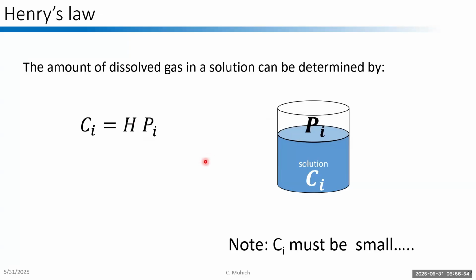Right. And so this generally works when the concentrations are small fractions, right? So we're talking 1% or 2% or less, not a 50-50 mixture. In a 50-50 mixture or something along those lines, we need to be using Raoult's law. Okay, so Ci is the concentration of species i in the solution, H is Henry's constant, and P is the partial pressure of the species of interest.